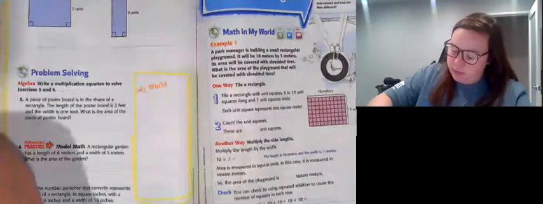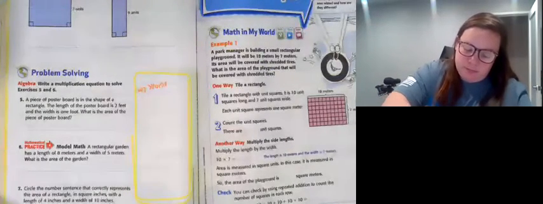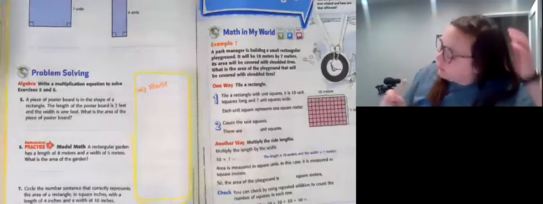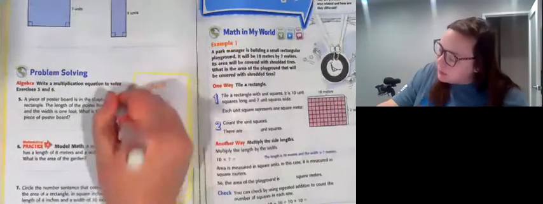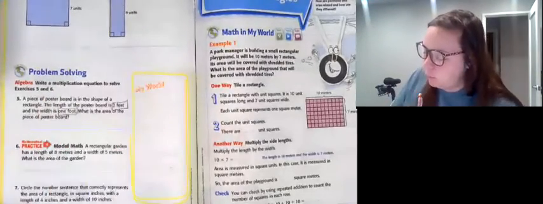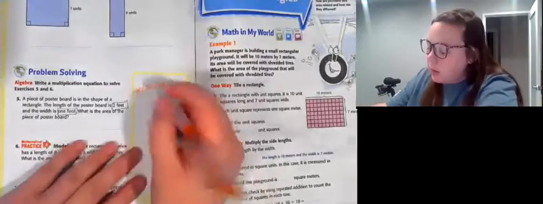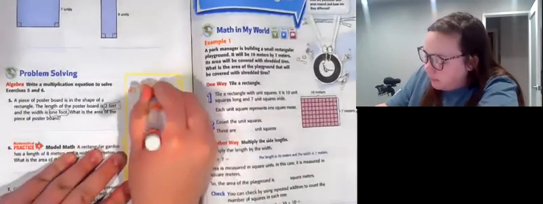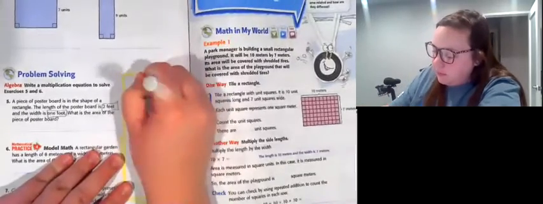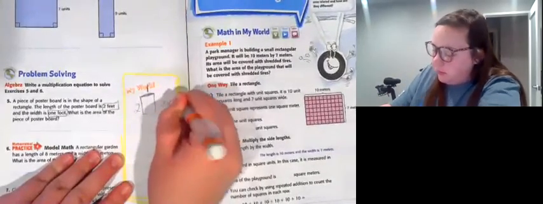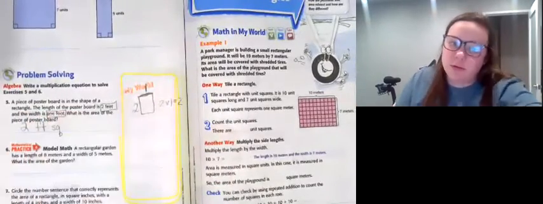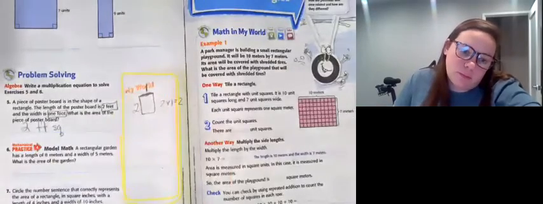Next, we have a word problem. A piece of poster board is the shape of a rectangle. The length of a poster board is 2 feet, and the width is 1 foot. What is the area of the piece of poster board? Well, we can draw that. I have 2 by 1. 2 times 1 equals 2 square feet. You can flip-flop that. You can do square feet or feet square.